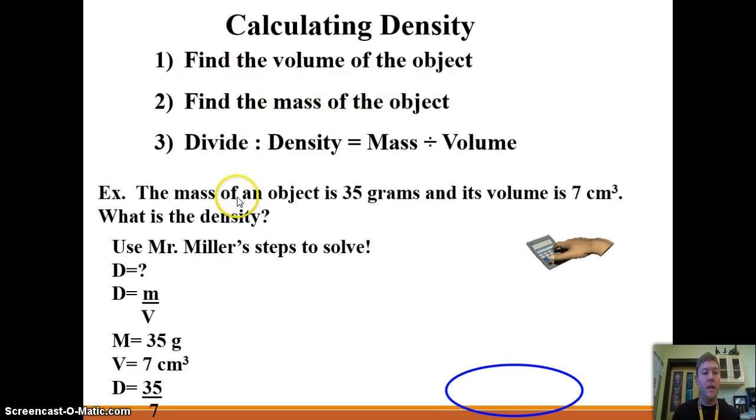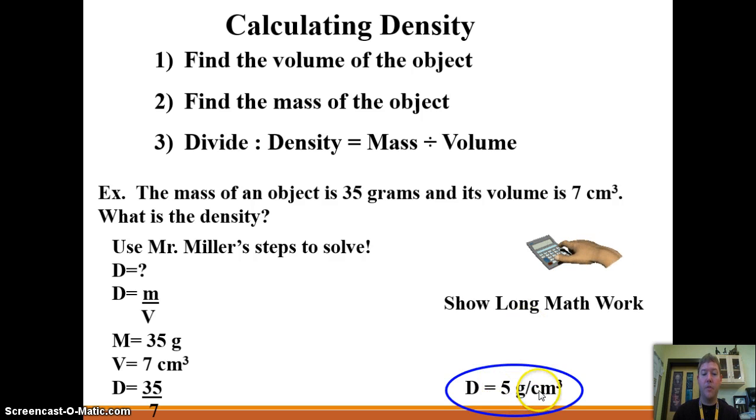Here's an example problem right here. The mass of an object is 35 grams. Its volume is 7 centimeters cubed. What is the density? Use my steps to solve. We're trying to find D. We don't know what D is, so D equals question mark. Put in our equation: D equals M over V, which stands for mass divided by volume. Fill in what mass is. Mass is 35 grams. Volume is 7 centimeters cubed. Plug it into the equation. D equals 35 divided by 7. Now, show me your long math work over here. Actually divide out 35 divided by 7, and then circle your final answer, which would be 5 grams per centimeter cubed. Of course, it's mass per unit of volume, grams per centimeter cubed. That's how you do a math problem for me.